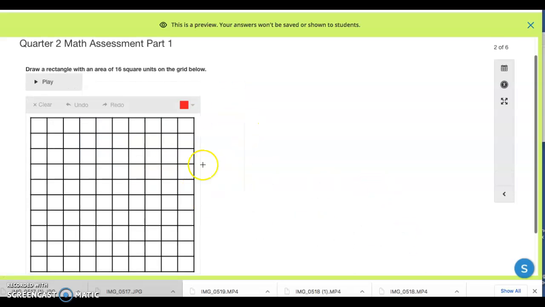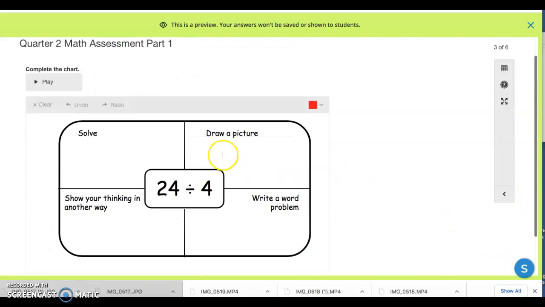Now there's some where it says on this one you have to draw a rectangle with an area of 16 square units. You can use red, you can use blue, you can use whatever you want to draw on it, and just draw like that. And you're going to make sure that it has 16 square units. You can keep going to the next problem on this one.